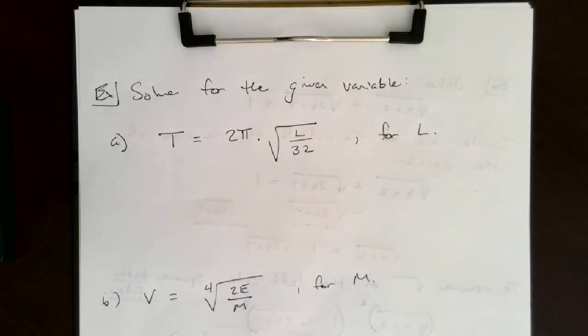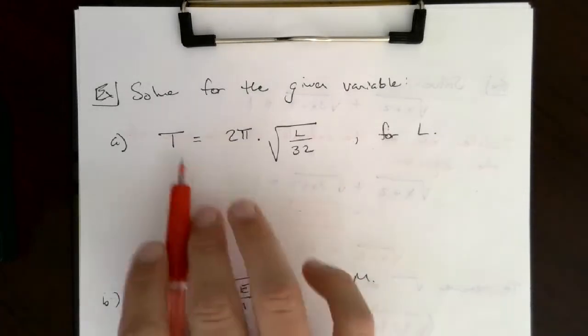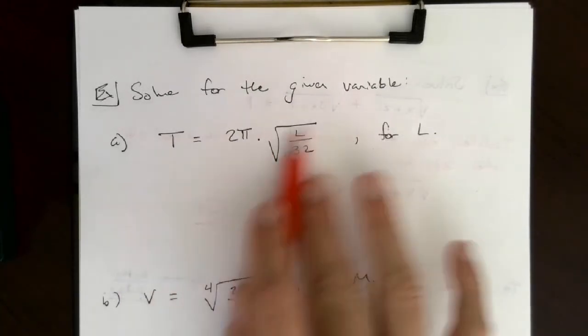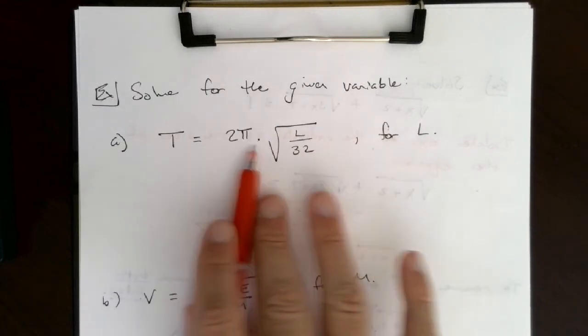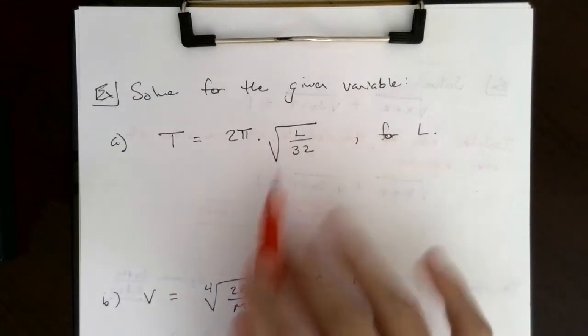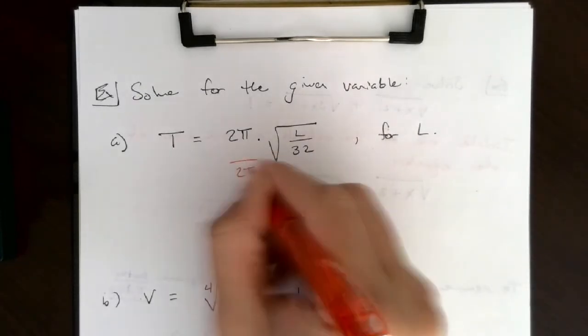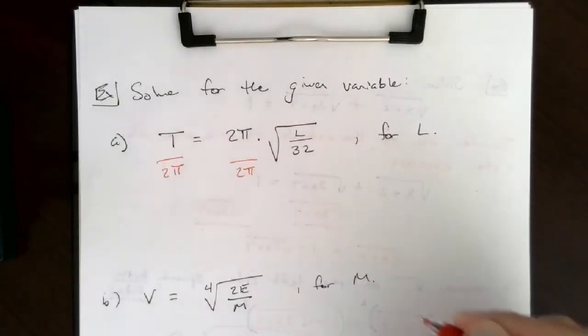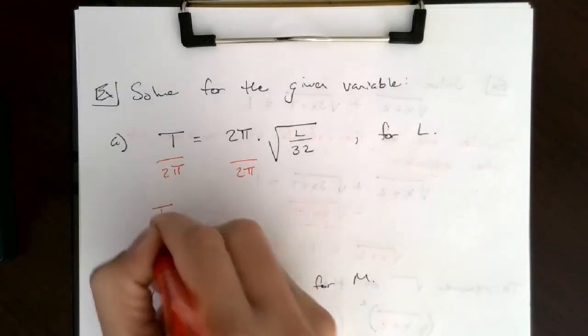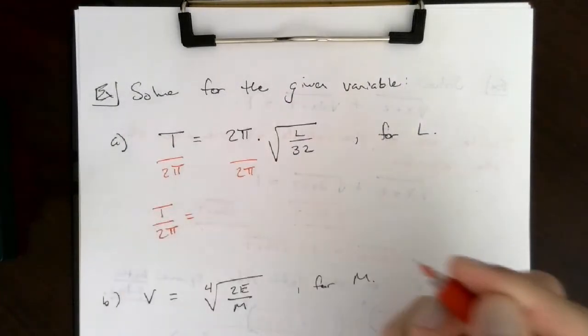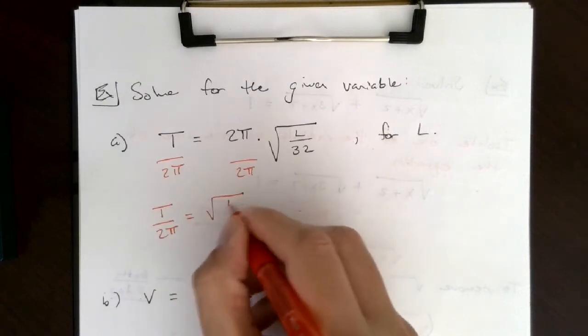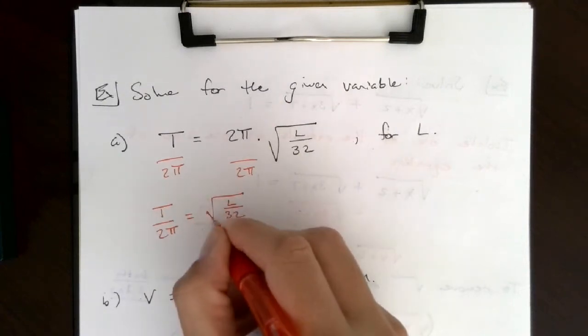We've solved literal equations before, but really follow the steps for solving a radical equation, which means isolate the radical on one side first. So if I have t equals 2 pi times the square root of L over 32, the first thing I want to do is remove this 2 pi from the side because I want to isolate the radical on one side. So to do that, you divide each side by 2 pi. And that'll leave me with t over 2 pi is equal to the square root of L over 32.